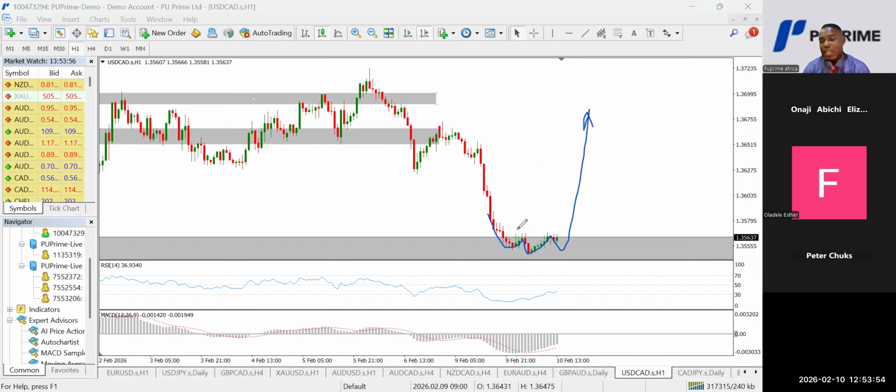So if this pattern works out as I'm showing now, then we will expect to see a breakout to the upside. And if price breaks out above the zone there with RSI above 50, you may be free to trigger a buy on the USD CAD.